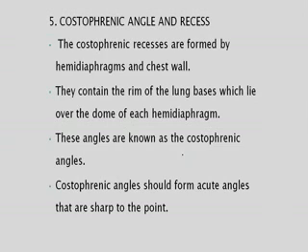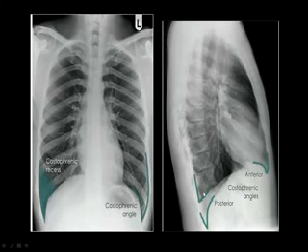Costophrenic angle and costophrenic recess. The costophrenic recess is formed by the hemidiaphragm and the chest wall. They contain the rim of the lung base which lies over the dome of the diaphragm. These angles are known as costophrenic angles. Costophrenic angles form an acute angle that is sharp to the point. So this is the costophrenic recess. This is the margin, this is the angle, this is the recess.